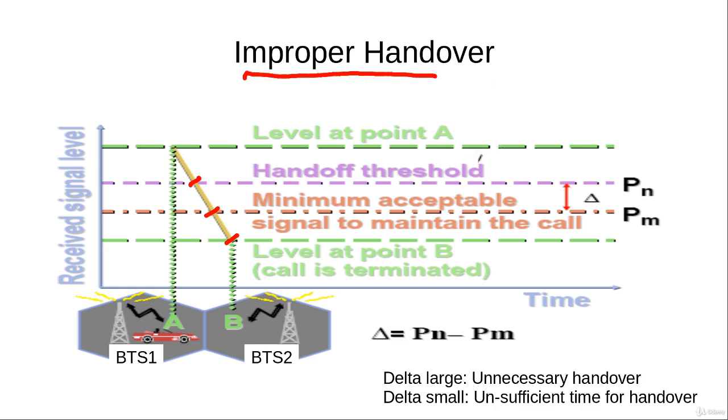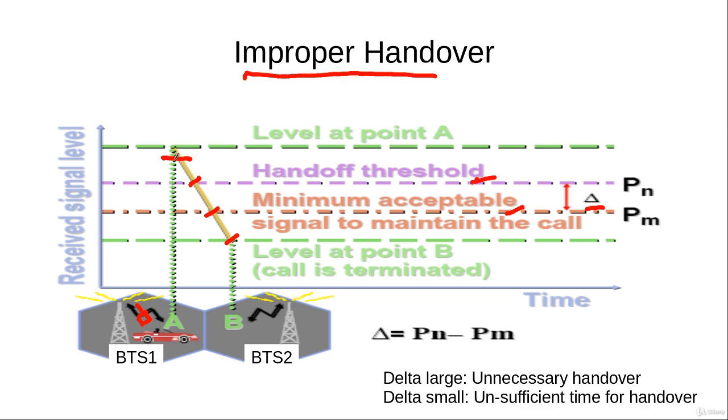Now here we have two thresholds. One is the handoff threshold and the other is the threshold below which the call is not possible. The difference between these two thresholds is called the delta. If we make the delta very large, then this threshold would be here, and if there is a slight decrease in the power received from the base station number 1, the mobile would make handover to the base station number 2.